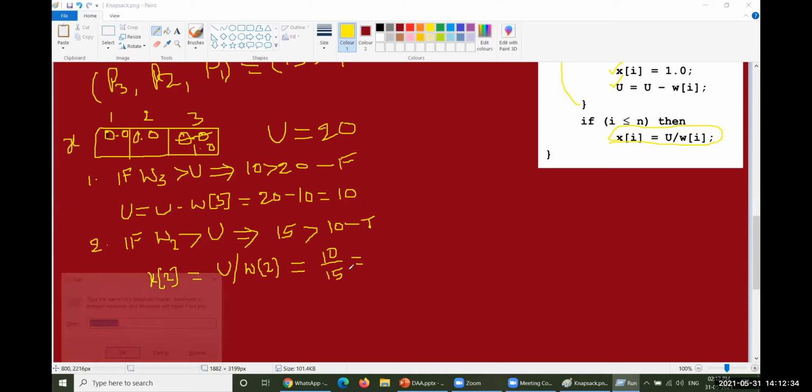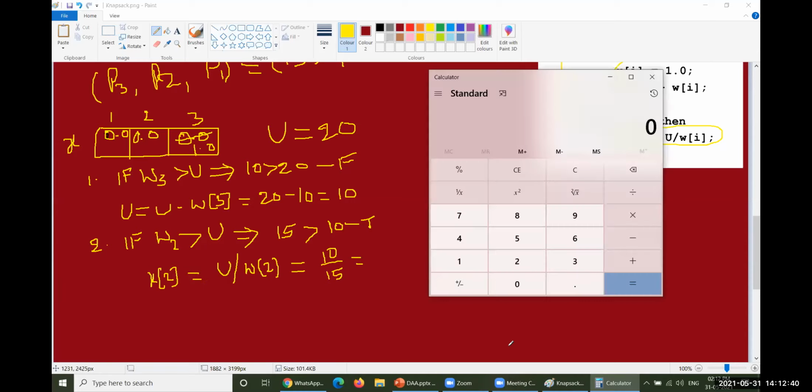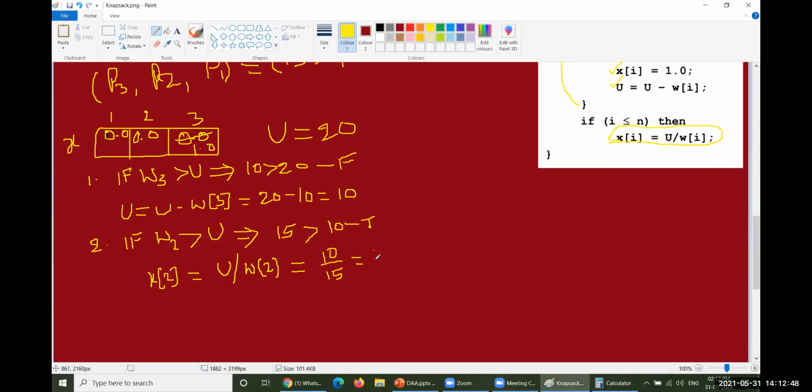10 divided by 15 is approximately given. Let me take a calculator, but you are not allowed a calculator in the examination hall, so you have to do it on your own. 10 divided by 15 will be equal to 0.6. Look at this, this is 0.6. Therefore, the value is 0.6, and this one will be 0.6 here.